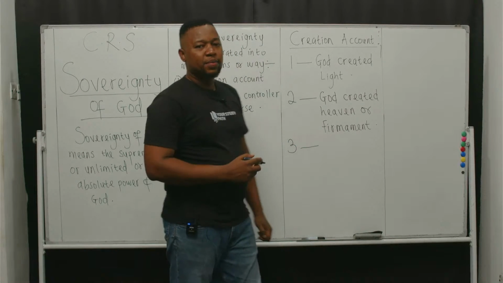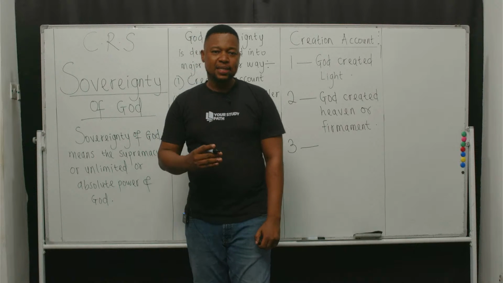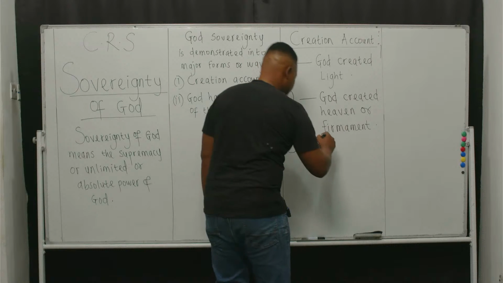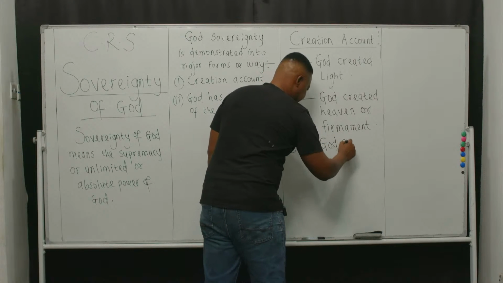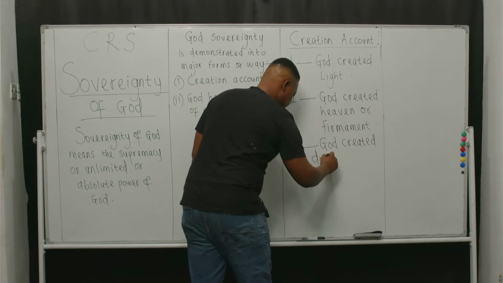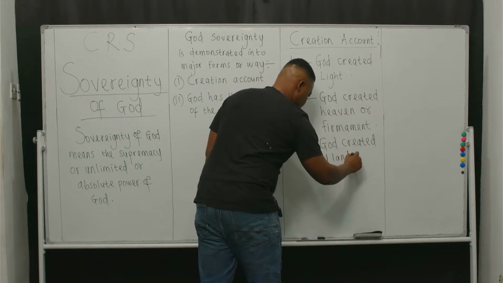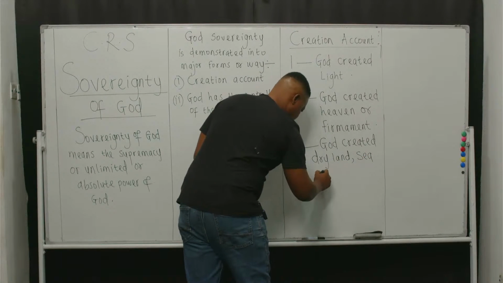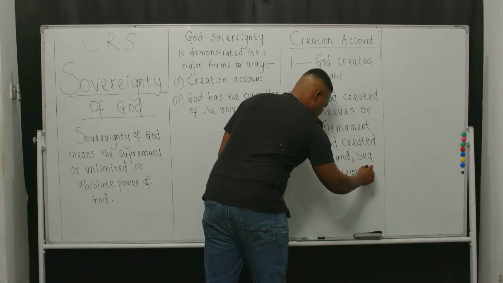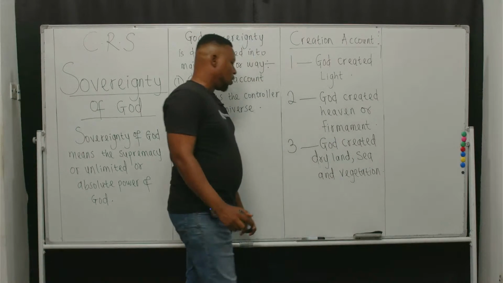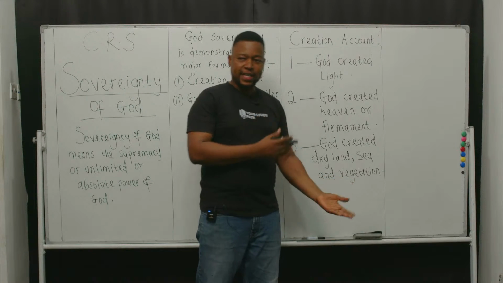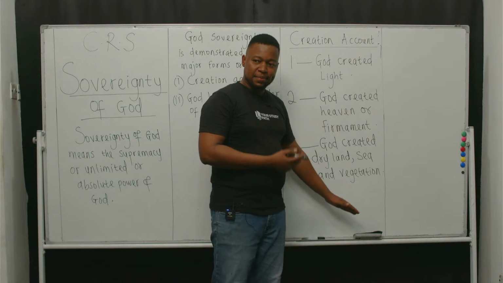Now, on day 3, God created dry land, sea, and vegetation. Three in one, okay? Day 3, God created dry land, sea, and vegetation. Another word you can use to replace vegetation is plants. God created plants, or vegetation. We're still talking about the same thing, okay?